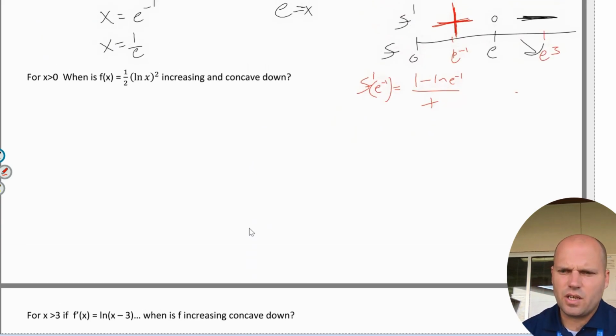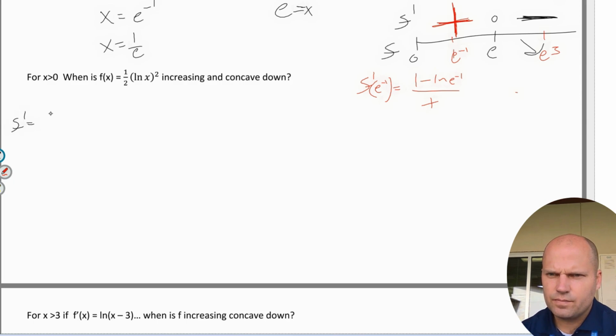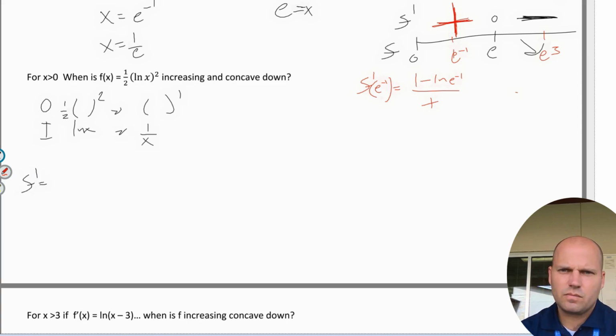Okay, increasing concave down. First derivative analysis. Should use the chain rule for it. We did this earlier, actually. We get log x over x. We'll set that equal to 0.